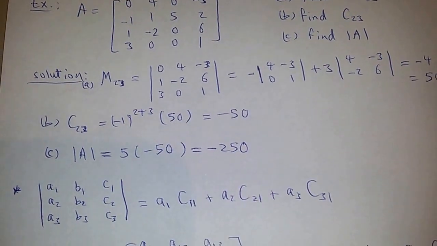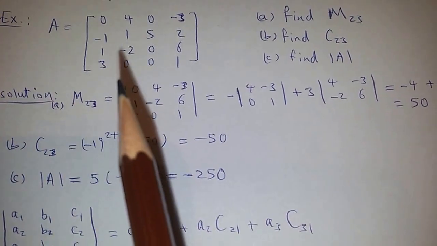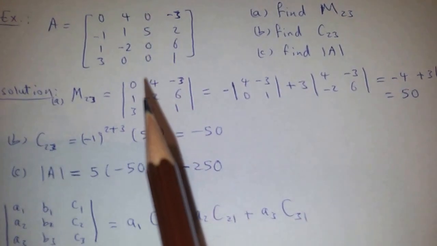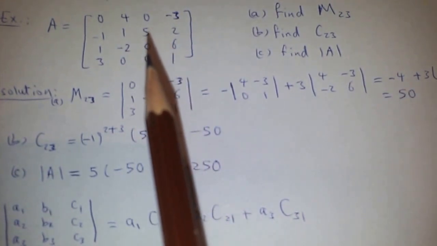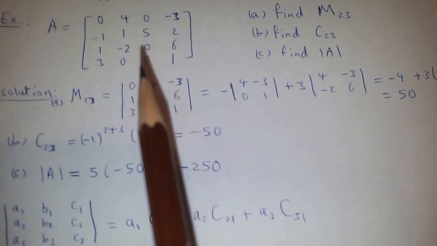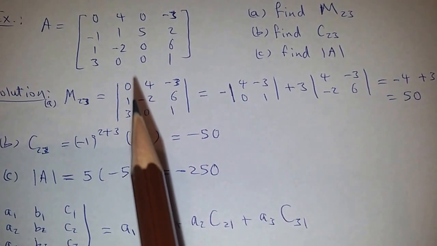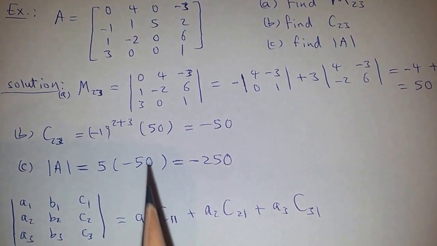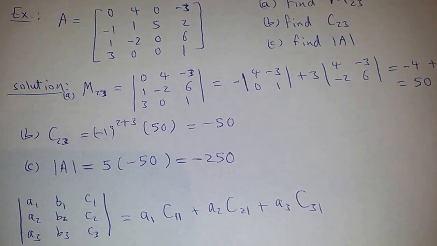Now, how to find the determinant of A? Well, to find the determinant of A, I will expand using this column because it has 3 zeros. So I only have 5. Multiply 5 by its cofactor to get the determinant. So the cofactor is negative 50. So the determinant is negative 250.